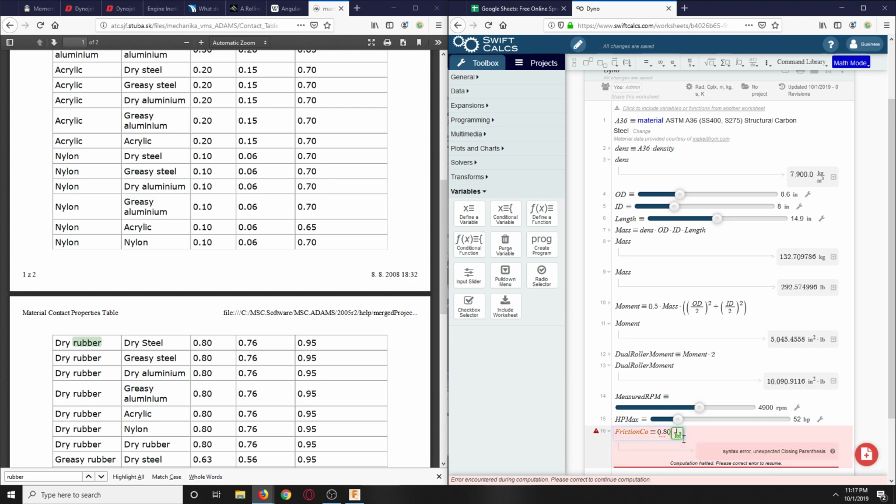Well, let me do 1 over. What I could do is pound force 1 divided by 0.80. Oops. And there you go. So now that's what friction coefficient, and if I type it again, it should fix it. Yeah, there you go.